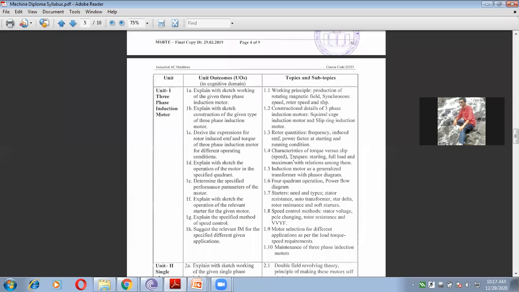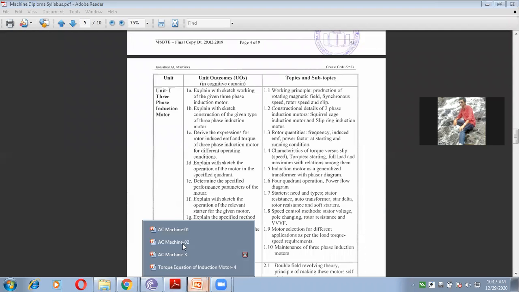So from this lecture we will see the revision of the first topic. This lecture is designed to revise the content of the three-phase induction motor, which belongs to the first topic. Okay, so we will start.